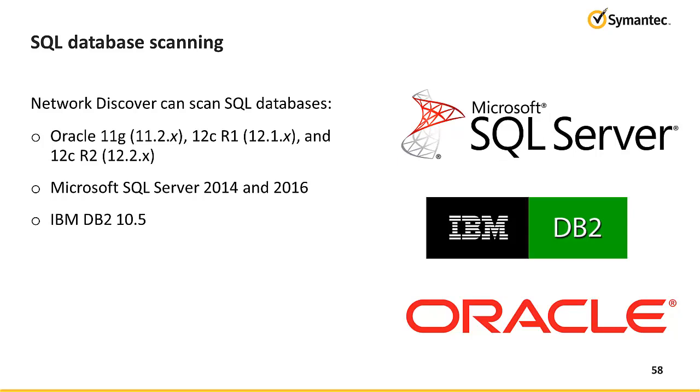Network Discover supports scanning of the following databases: Oracle version 11G, 11.2 or higher, 12CR1, 12.1 or higher, and 12CR2, 12.2 or higher. Also, Microsoft SQL Server versions 2014 and 2016, as well as IBM DB2 10.5.